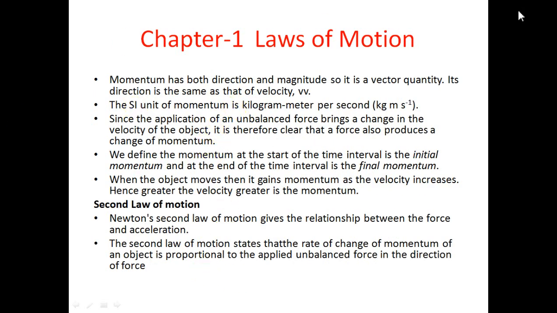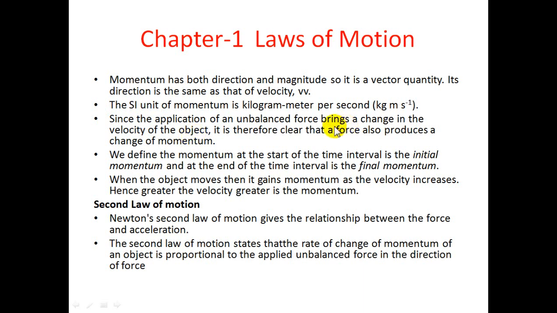Momentum has both direction and magnitude, so it is a vector quantity. Its direction is the same as that of the velocity. The SI unit of momentum is kilogram meter per second, kg m/s. This is the SI unit. This is very important for every term. You should know which type of quantity it is, scalar or vector, and you must know the SI and CGS unit of that particular term.